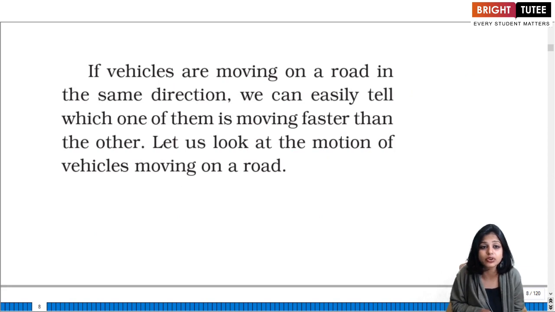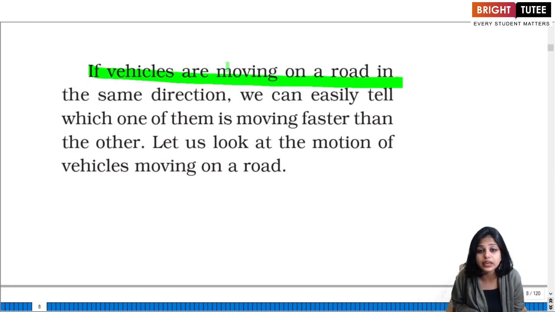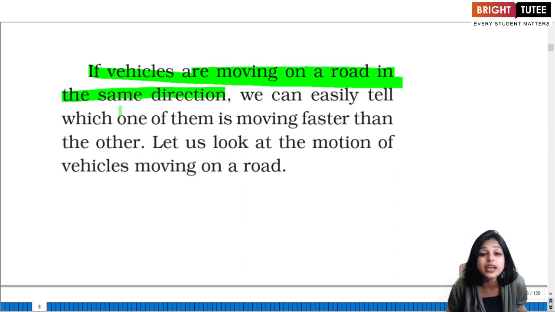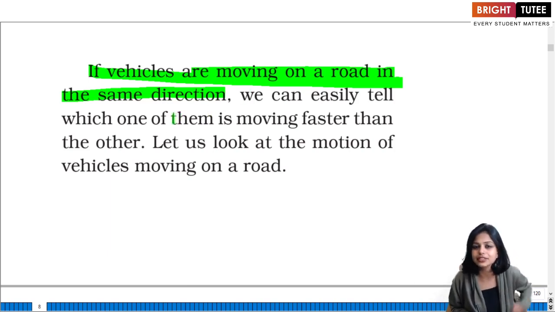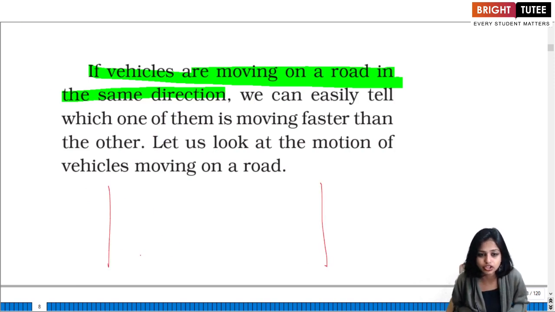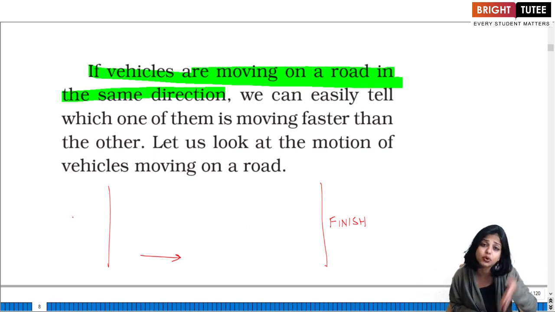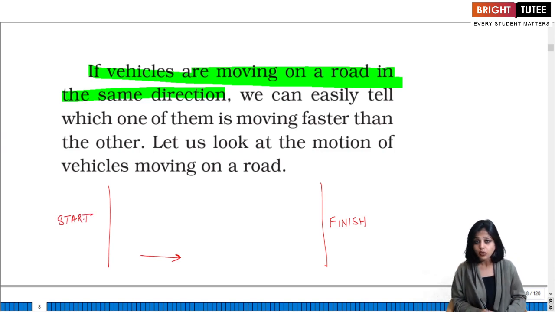So if vehicles on a road are all moving in a straight line, let's take a simple example. Let's say we are having a race of all those vehicles we just listed: the bullock cart, the auto rickshaw, the cycle, the scooter, the car, the bus, the train, all of them racing. We can easily tell, if they start from the same point and go in the same direction, whoever reaches the finish line first will be faster. The slower ones will come second, third, fourth, and the last one will be the slowest. So from start to finish, we can tell.